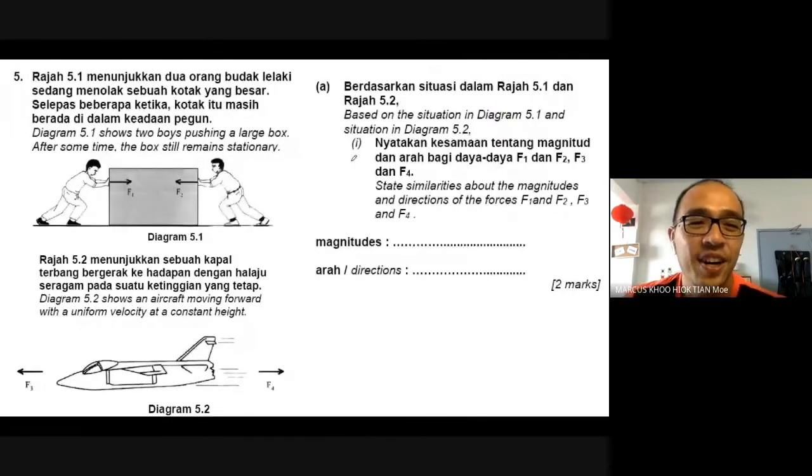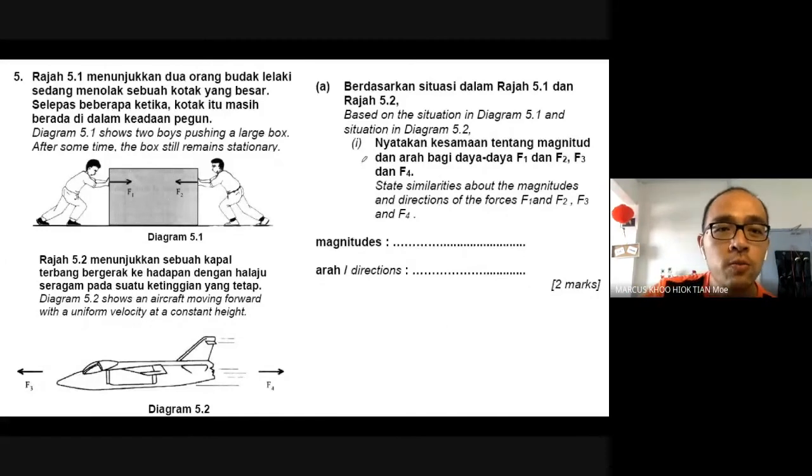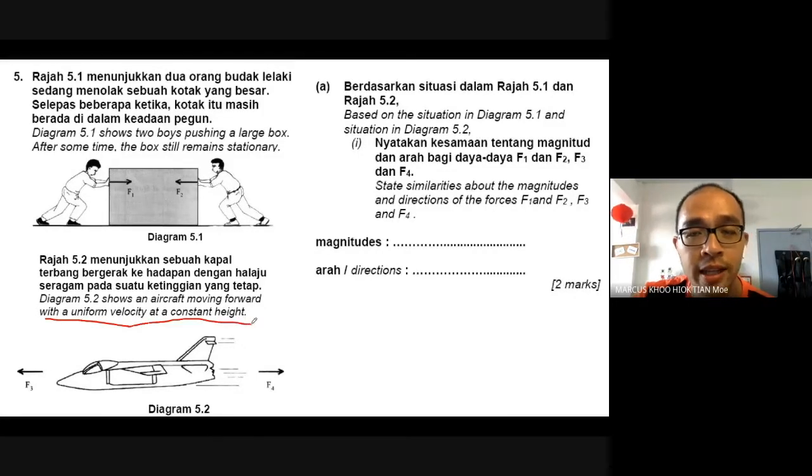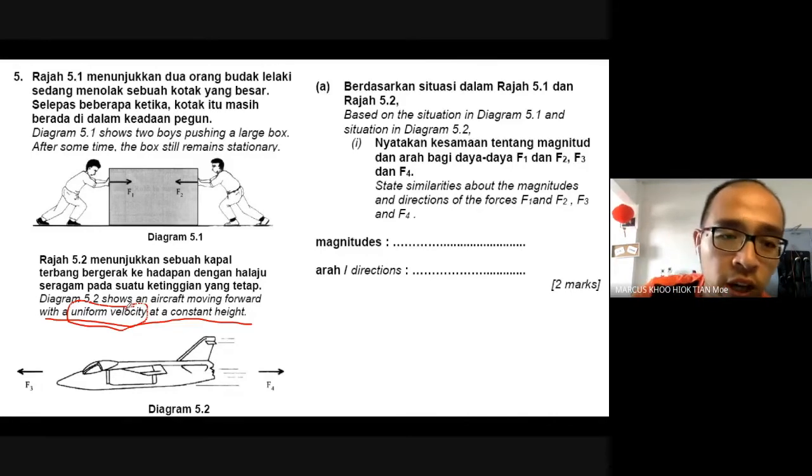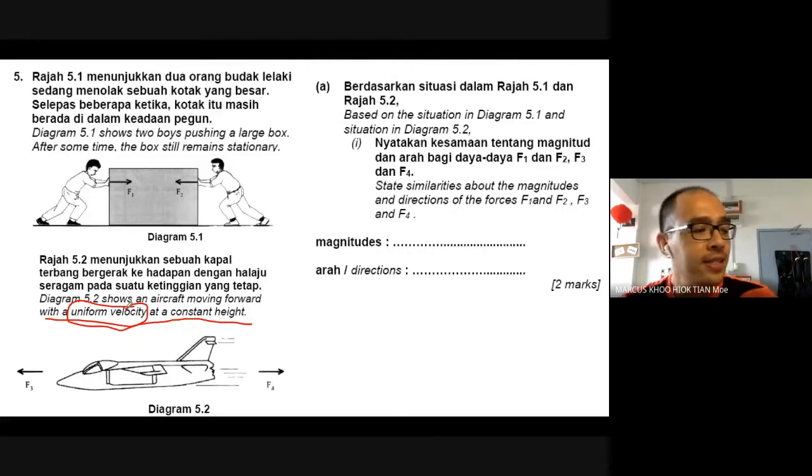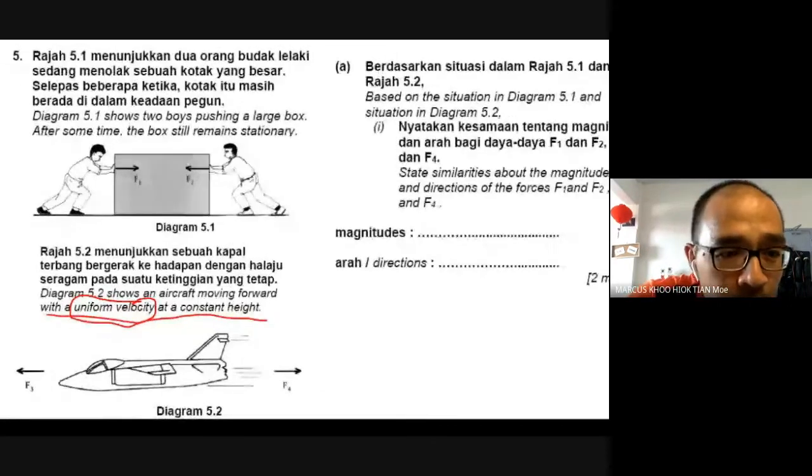Okay, question number 5. Diagram 5.1 shows two boys pushing a large box. After some time, the box remains stationary. It doesn't move. Diagram 5.2 shows an aircraft moving forward with a uniform velocity at a constant height. Everybody, when you see the words uniform velocity, I don't know how many times I must mention this. What does uniform velocity mean?